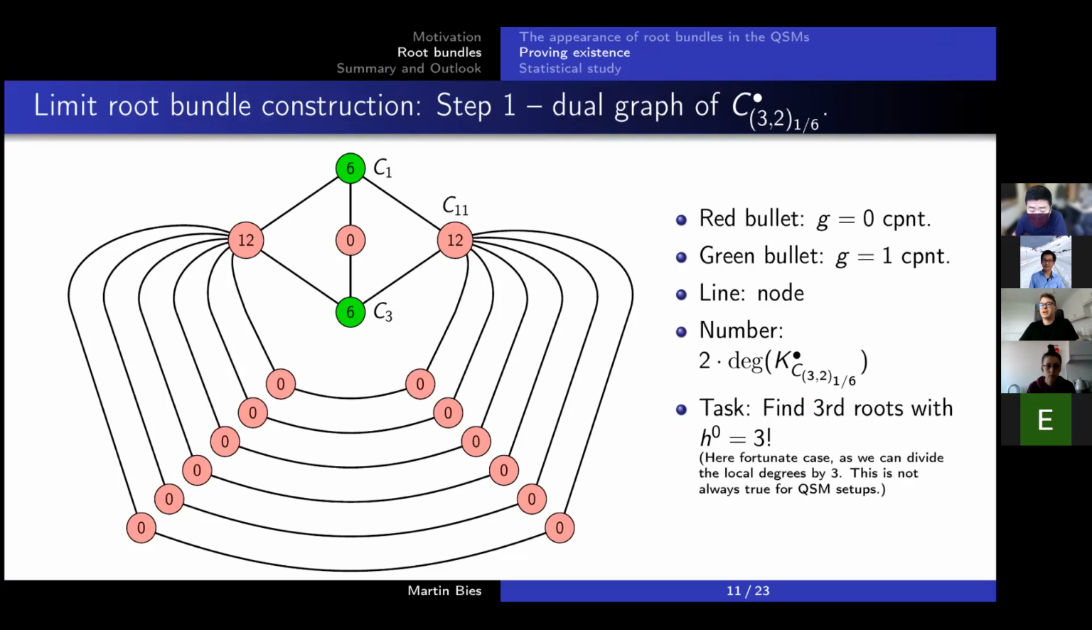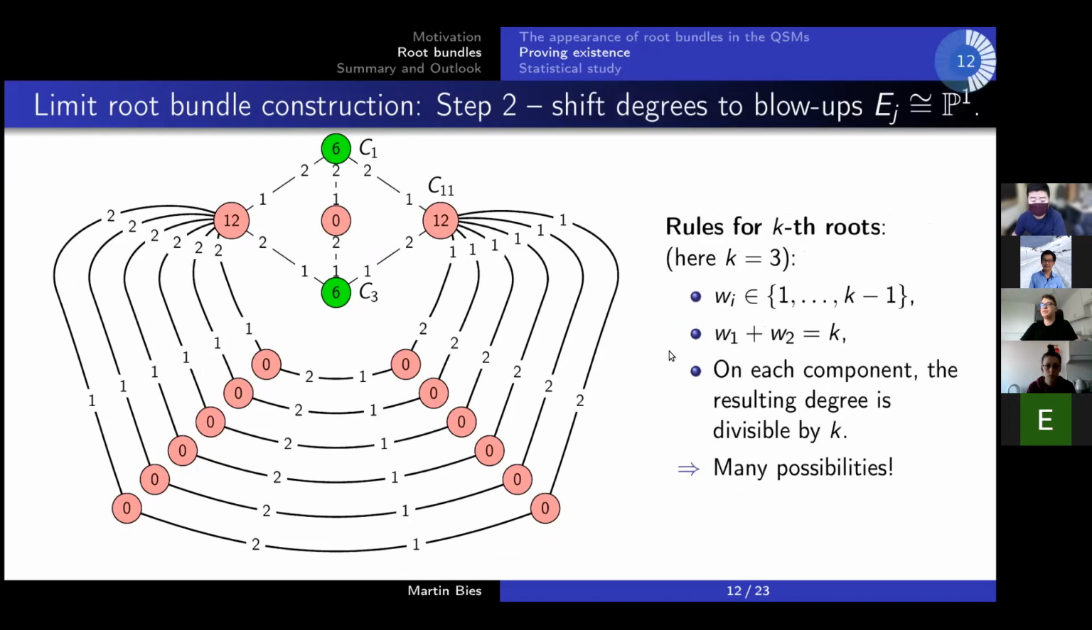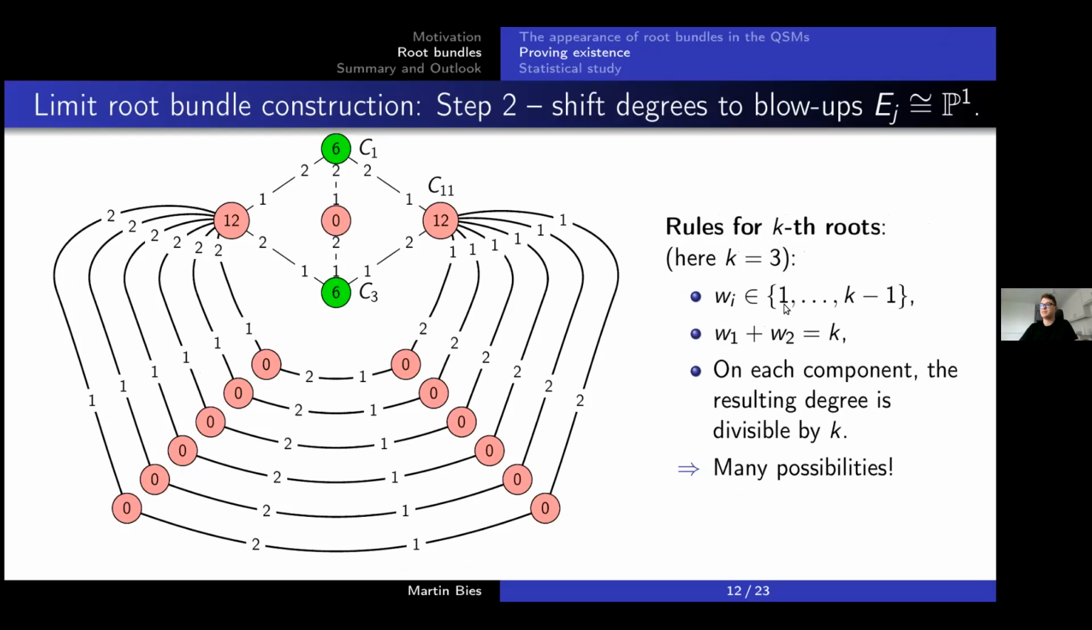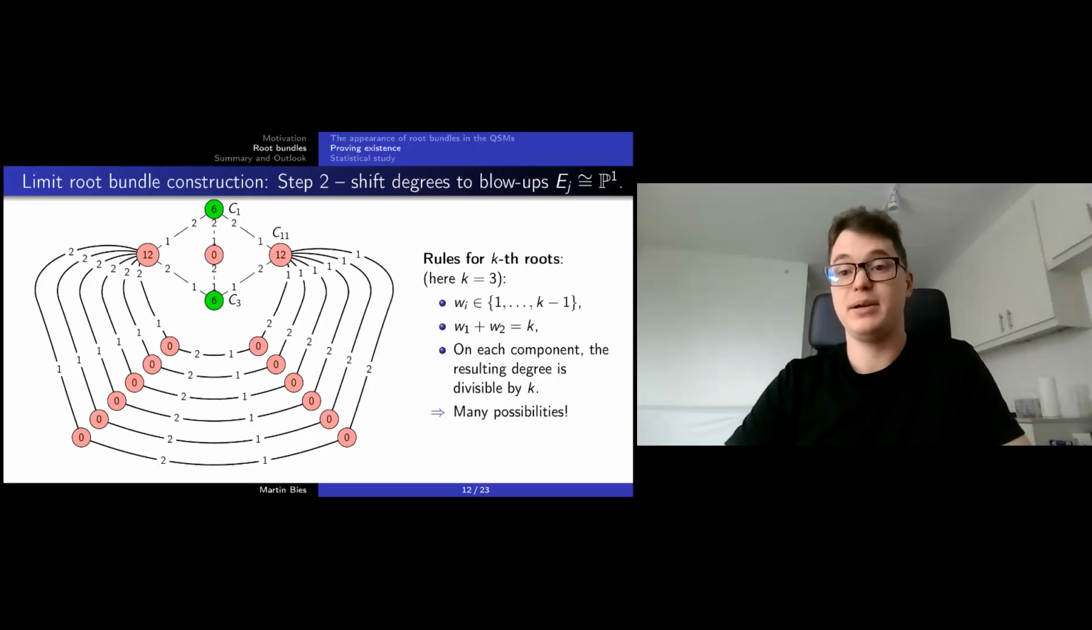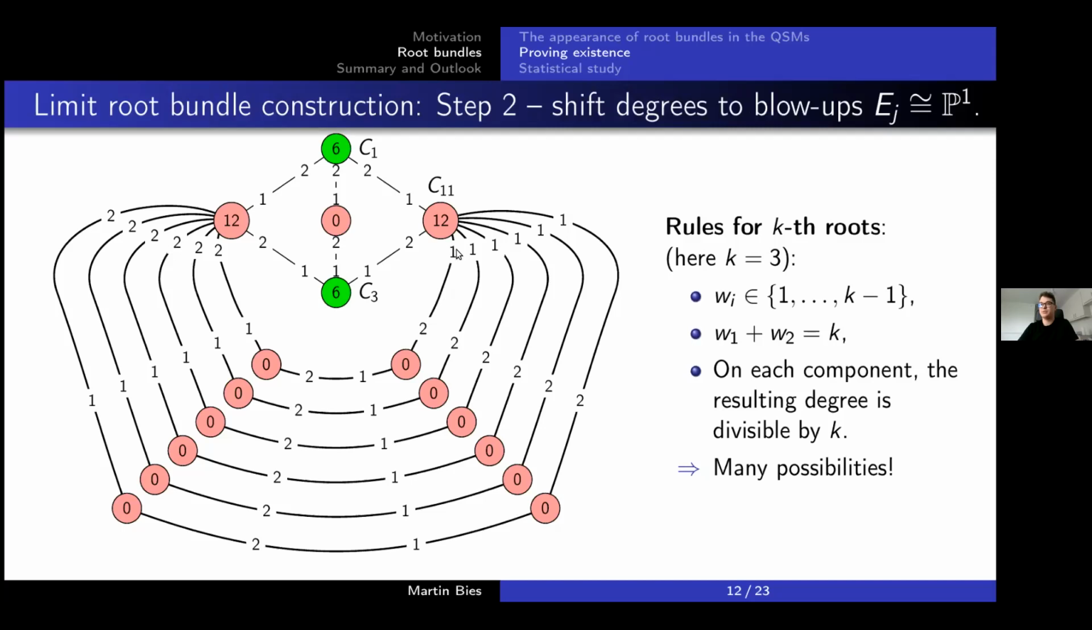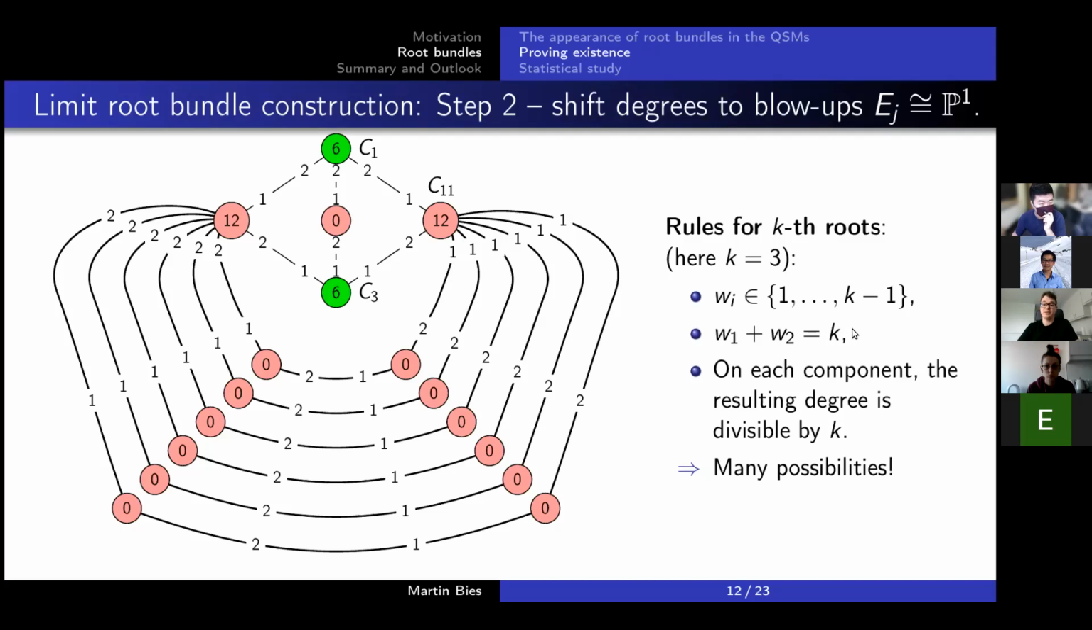So the prescription by Caporaso, Casagrande, and Cornalba is to turn this into a bi-weighted graph subject to various rules. Namely, if I'm looking for kth roots, then they allow me to take values between 1 and k minus 1. Here I'm looking for third roots, so I take the values to be either 1 or 2. Along each of the lines, I place 2 weights such that their sum is k, so in our case is 3. So I have W1 plus W2 equals 3, which leaves me with 2 solutions here. Either I take 1, 2 or 2, 1.